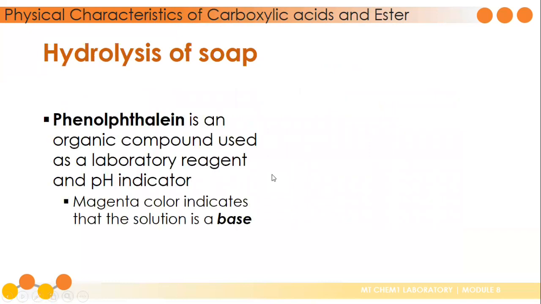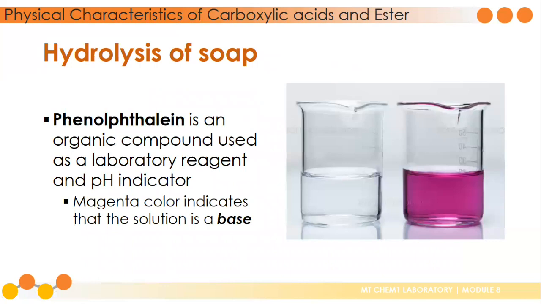For the hydrolysis of soap, you use phenolphthalein as your reagent, wherein you drop phenolphthalein in the soap solution. Phenolphthalein is an organic compound used as a laboratory reagent and a pH indicator, wherein if it's colorless, or there is no change in color, this indicates that the solution is acidic. If it produced a magenta color, which is our result for the soap, it indicates that the solution is a base or a basic solution. So this tells us that soaps are basic in nature.